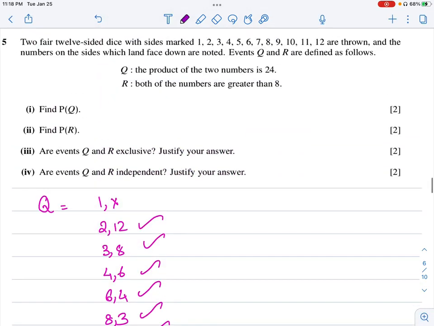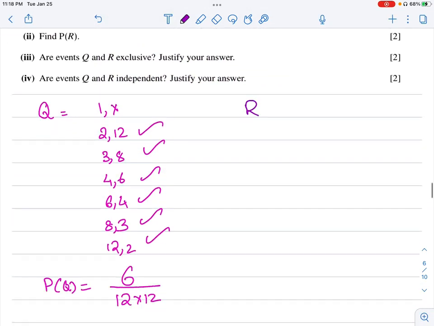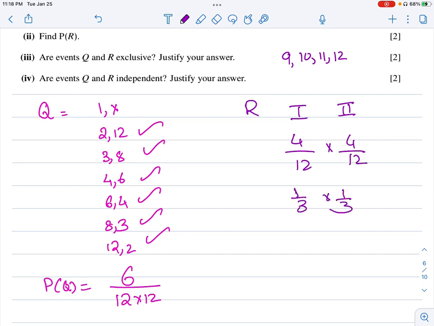Next part, what is that? R: both the numbers are greater than 8. So I want the first number to be greater than 8 and the second number also to be greater than 8. The numbers greater than 8 are 9, 10, 11, 12. So it can be any 4 numbers out of those 12, and 4 out of those 12. So probability of R is 1 upon 3 times 1 upon 3, which is equal to 1 upon 9.